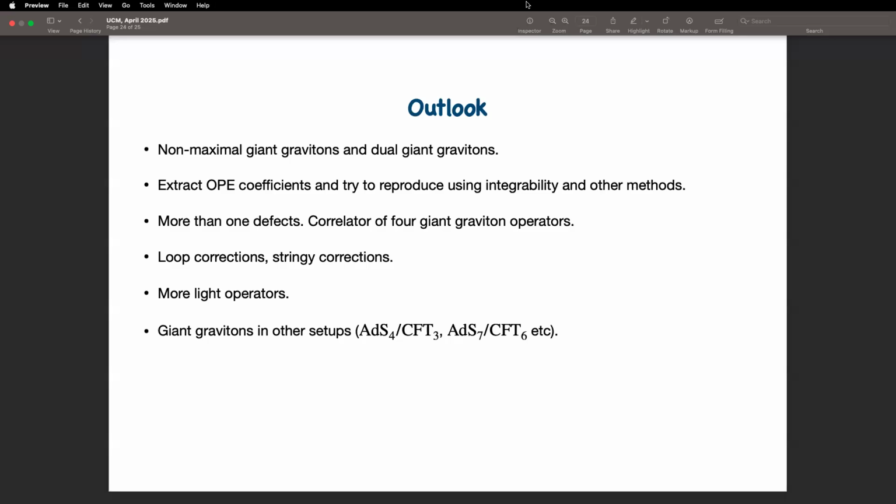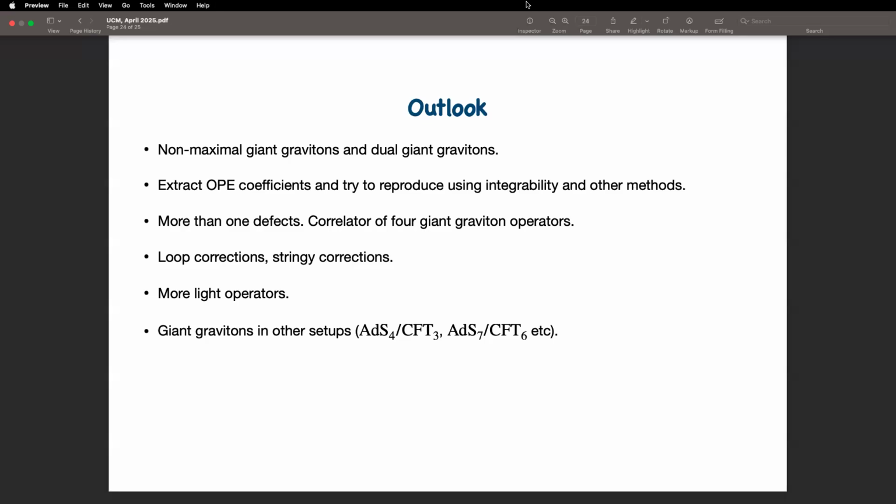Another thing we can do is to extract the data contained in our results. For example, you can extract OPE coefficients, and it would be interesting to reproduce these results using other techniques such as integrability.